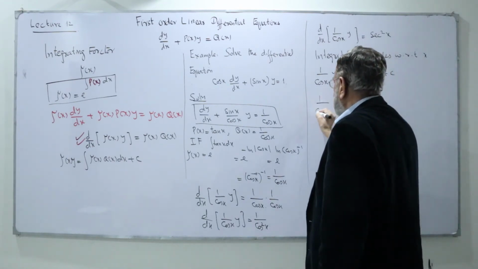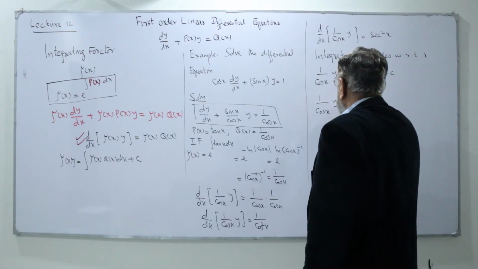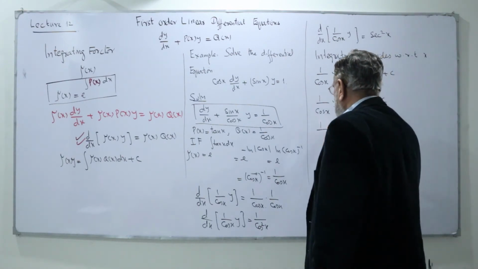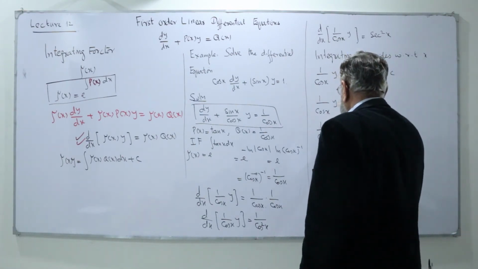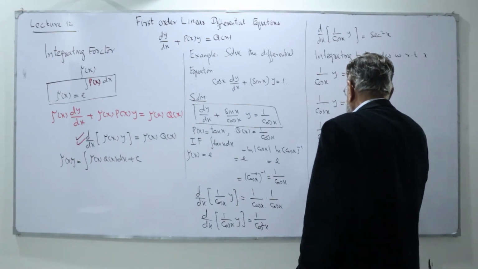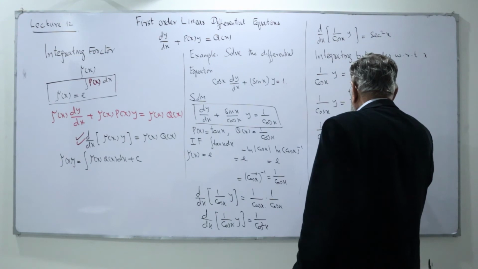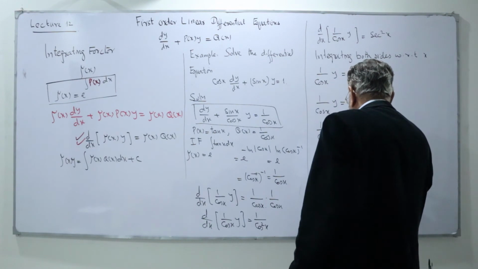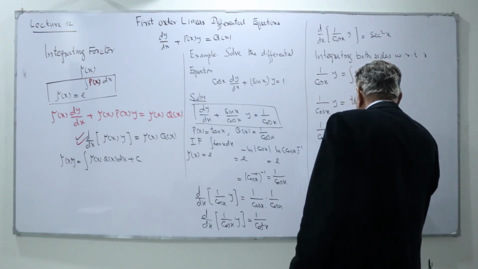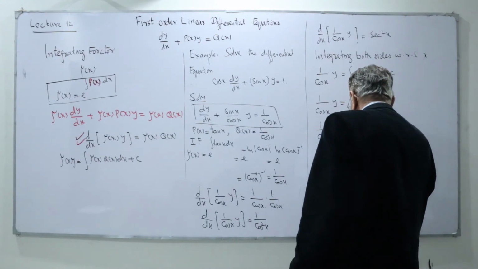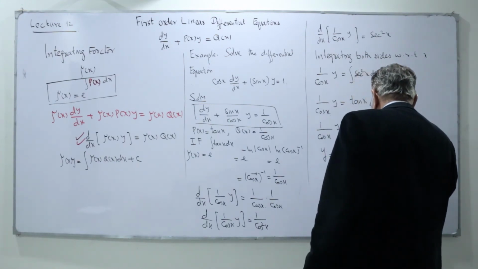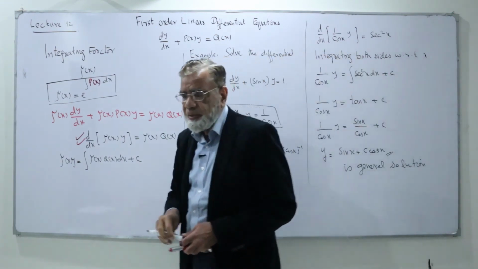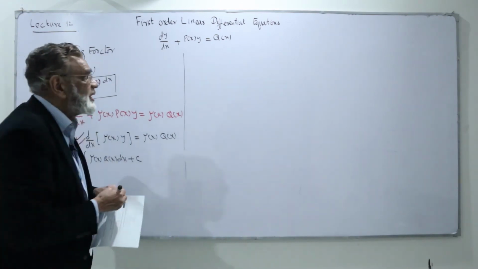Now we know the integral of secant square x is tangent x plus constant c. So we get 1 upon cosine x y is equal to sine x over cosine x plus constant c. We multiply by cosine x, and we get y is equal to sine x plus c cosine x. That's my general solution of the differential equation. If I am given the initial condition, I can substitute and get the value of the constant, and then we call it a particular solution. I just want to give you an idea, and you can take this as a note.